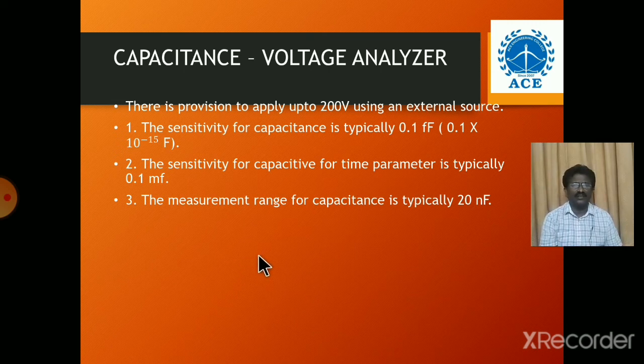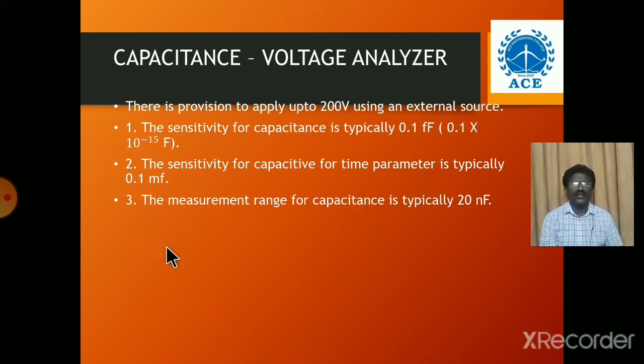The sensitivity for capacitance is typically 0.1 femtofarads. So 0.1 times 10 to the power of minus 15 farads. The sensitivity for the time parameter is typically 0.1 millisecond, and the measurement range of capacitance is typically 20 nanofarads. So this is the idea about the capacitance voltage analyzer.